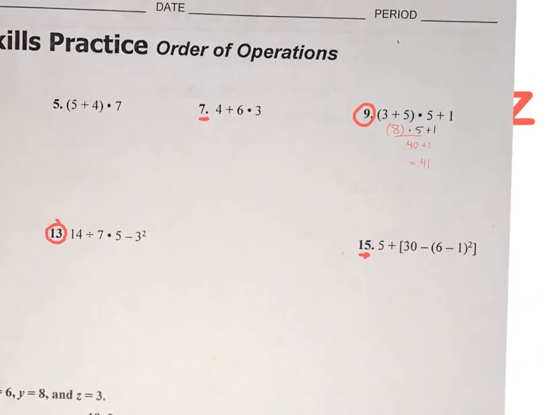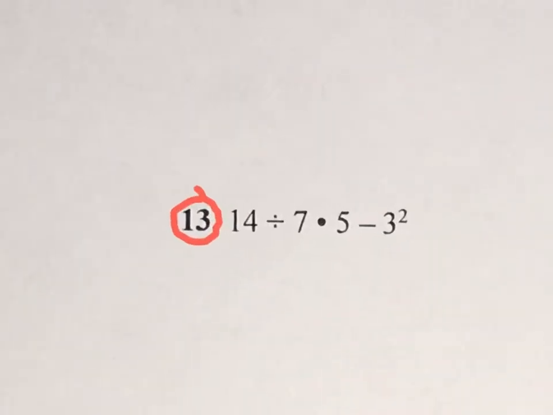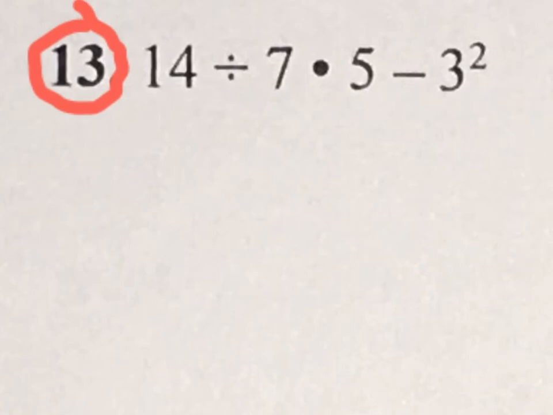Let's take a look at another. How about number 13 here? So we have several operations. There are no parentheses, but there is division, multiplication, subtraction, and exponents. Exponents first. All right, so let's show some work here. I'm going to circle what I'm going to do. I'm going to circle the 3 squared. Notice that I did not include the minus sign. Why not? Because the square belongs to the 3. The minus is something totally separate. Unless it had some parentheses.